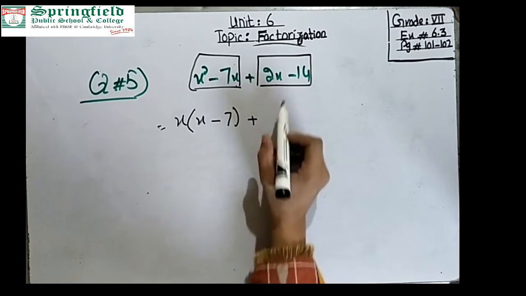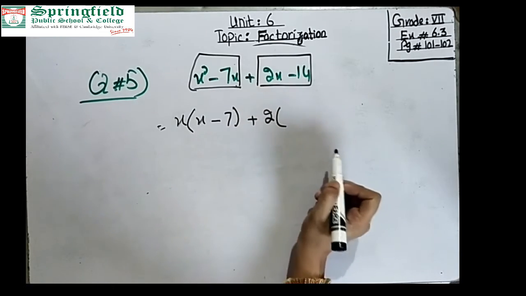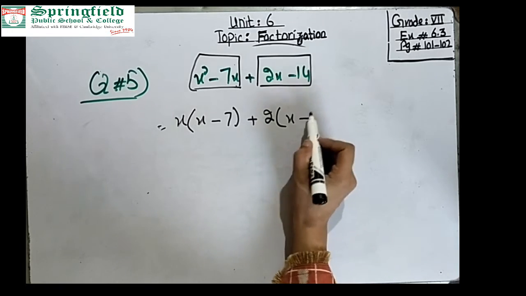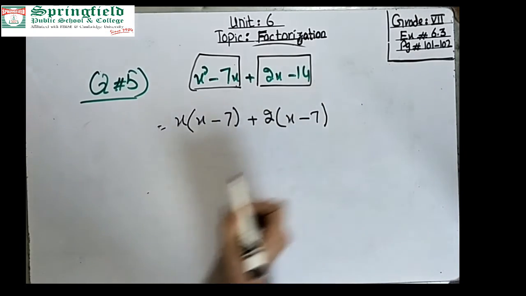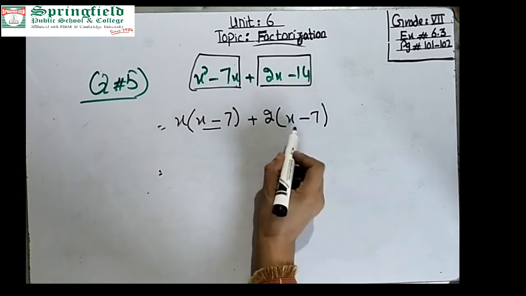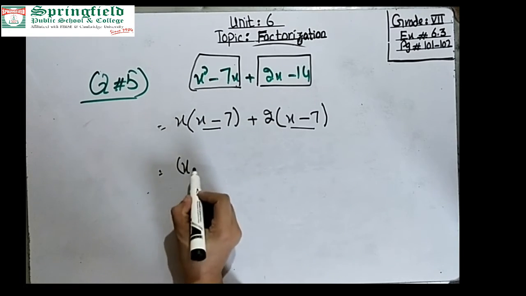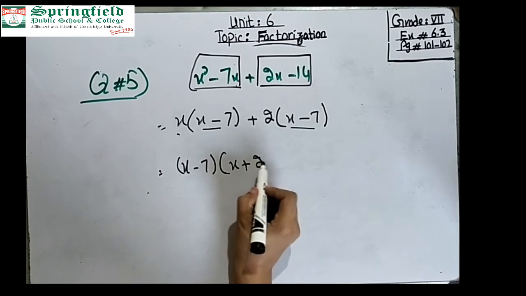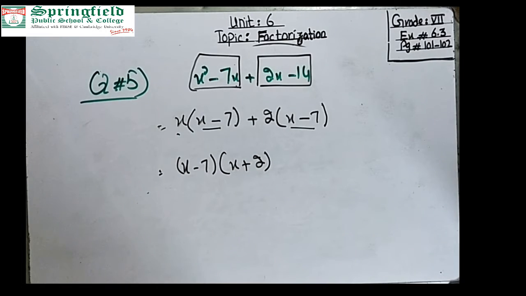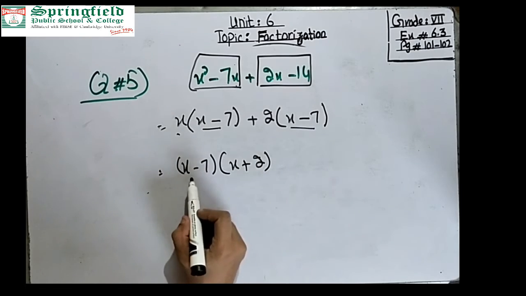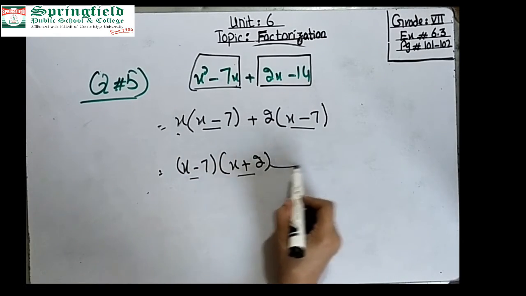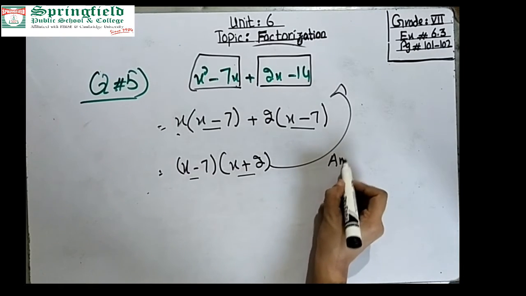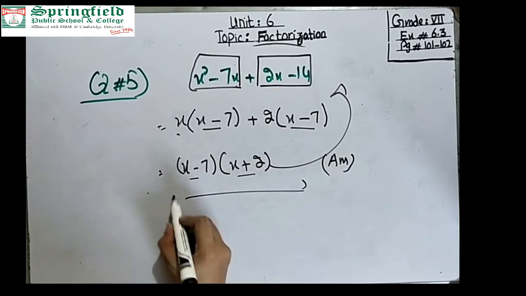14 has come in the table of 2, it means we can take 2 common. So just x will be left inside the bracket, minus 2 sevens are 14. So x minus 7 is common. So x minus 7 and x plus 2 is just left inside the bracket. So x minus 7 and x plus 2 are the factors of this polynomial expression, and this is your final answer. Understood, beta?